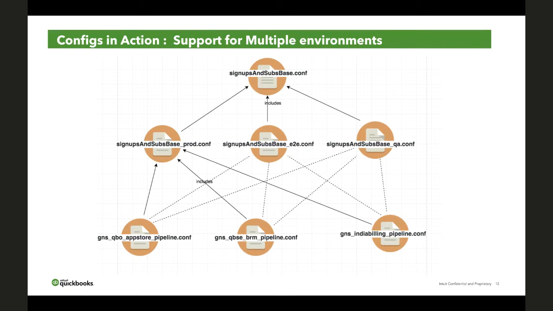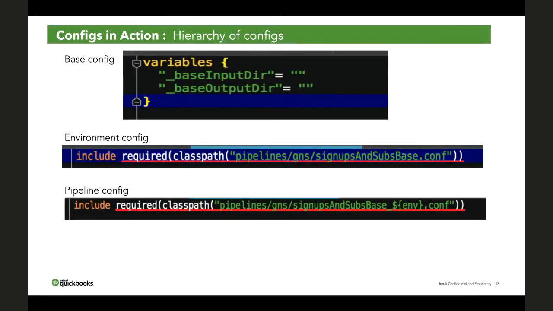Now, at runtime, QuickETL identifies the environment and resolves this dependency accordingly. So this is one simple example. At the base level, we define certain variables, and the environment config is included here, and at the pipeline level, we are including the corresponding environment file. So this is how we are stitching the 3-level hierarchy into a single output at the end.